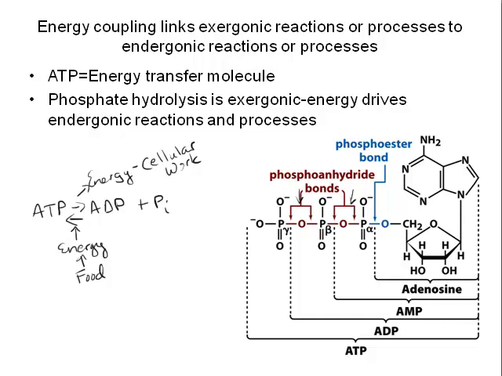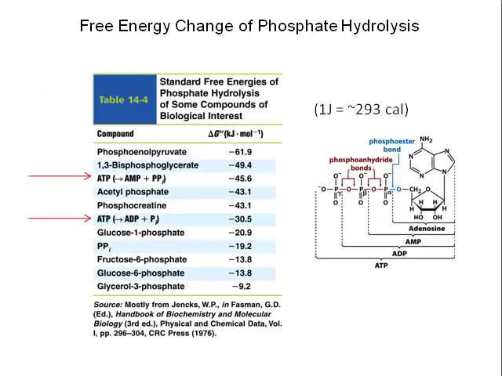Every cell has millions of ATP molecules, and they are constantly being recycled, hydrolyzed to provide energy, but then being put back together using energy acquired from the environment. So how much energy are we talking about here? Here we're looking at a table that lists the free energy changes associated with hydrolyzing phosphate off some common energy-related compounds. The units on free energy are kilojoules per mole of compound, where 1 joule is equal to 293 calories.